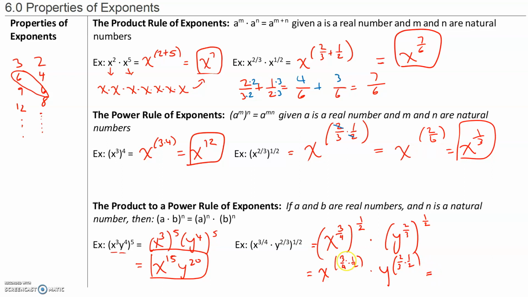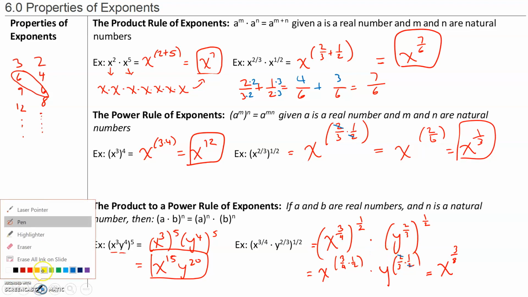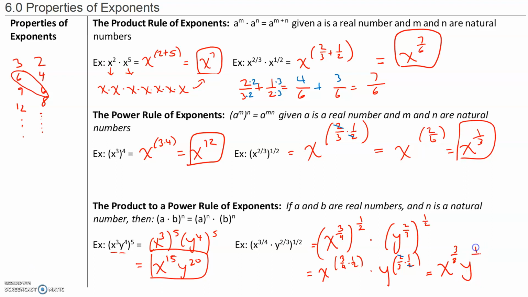Okay, let's simplify this. We have 3 times 1 is 3, and 4 times 2 is 8, so this gives you 3/8. Now here, I'm going to just cross-cancel the 2's to make my life a little bit easier. So I'm going to cross-cancel the 2's, and I'm left with y to the 1/3. So essentially, I multiplied 3/4 times 1/2 because you take a power to a power, you have the same base, that means you multiply the exponents. So 3/4 times 1/2, that gives you 3/8. 2/3 times 1/2 gives you 1/3.